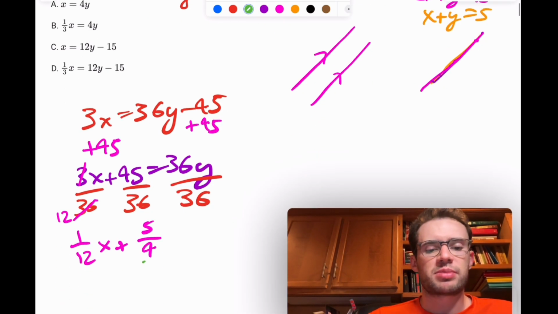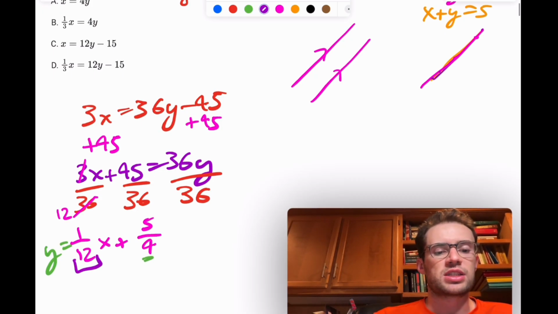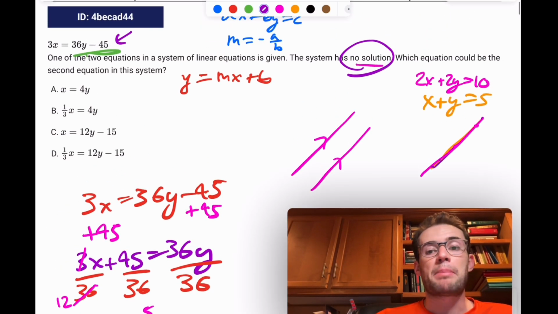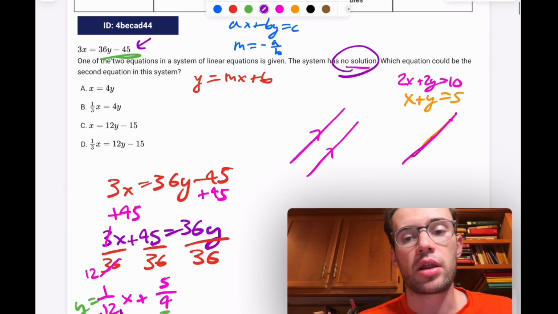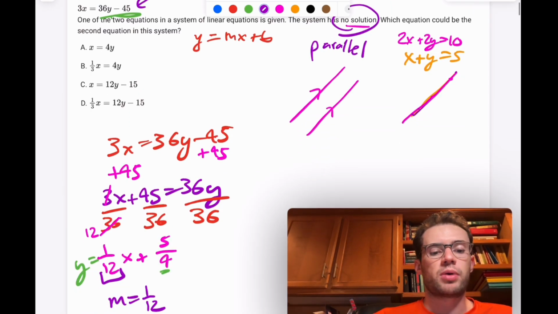All right, so as long as the y-intercept is not 5/4, we have y equals 1/12 x plus 5/4, which means our slope is this coefficient from the x term, which is 1/12. So our slope is 1/12 for the first line. If we want to find a parallel line, so parallel line will have no solution, then we need to find one that has a slope of 1/12.